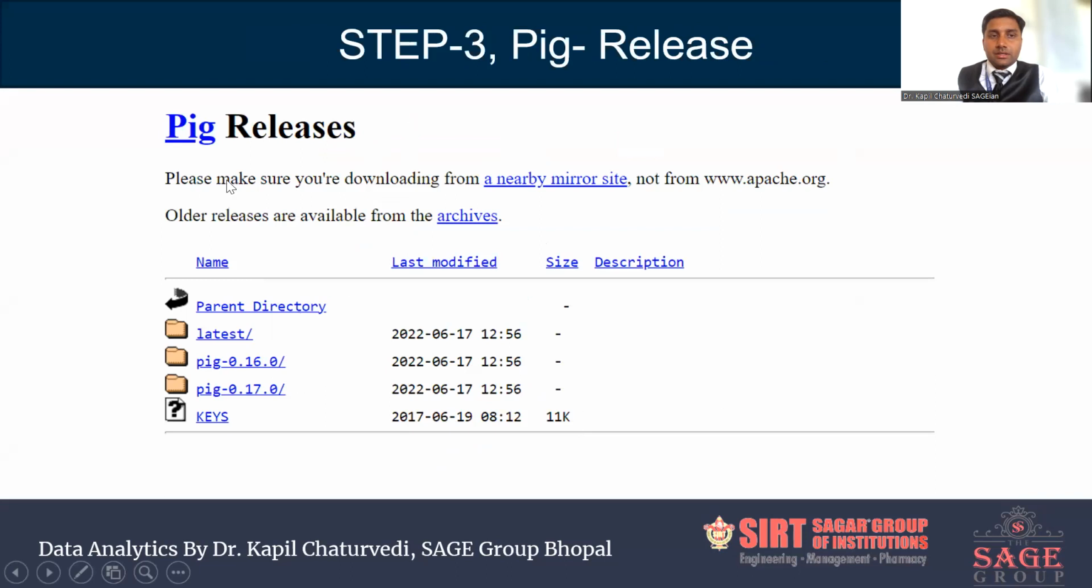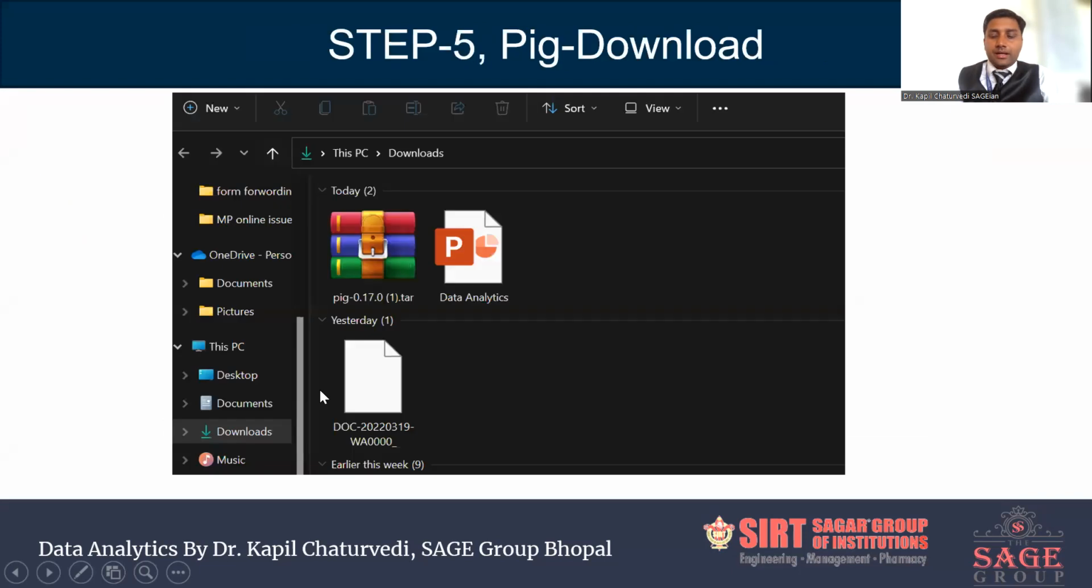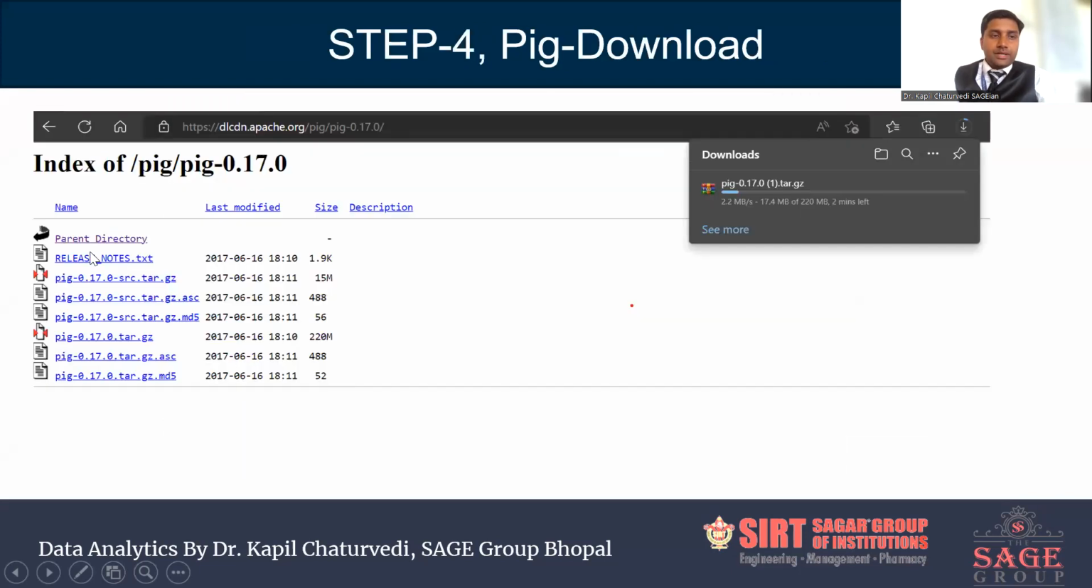Then we got that directory, PIG releases, and we click on the 0.17.0 latest version on that, and we get multiple files here. We will have to download two files, that one and that one. That file will be in the download folder.